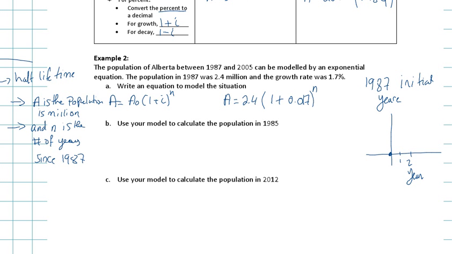Could you not just write 2.4 million out? You can, but if you do, then you just say A is the population. You don't say in millions. Okay? But then you'll have a big number.